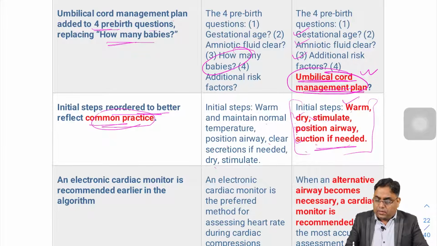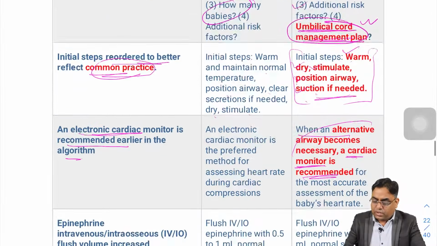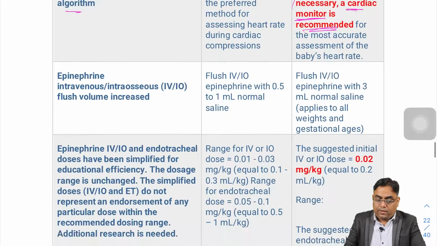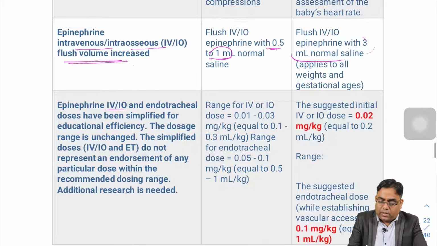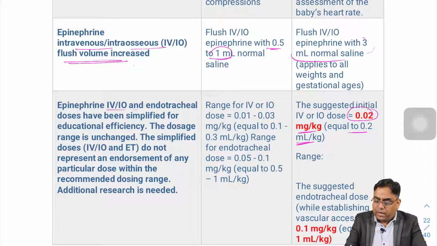Now, next is electronic cardiac monitoring is recommended earlier in the algorithm. So, when an alternative airway becomes necessary, a cardiac monitor is recommended for the most accurate assessment of the baby's heart rate. Now, the epinephrine IV or intraosseous flush volume is increased. Previously, the flush volume was 0.5 to 1 ml, now it is 3 ml. Clear? Now, the dose of IV or intraosseous epinephrine is 0.01 to 0.03 mg per kg, or 0.1 to 0.3 ml, but the endotracheal dose is something different, it is around 0.1 mg or 1 ml per kg. Okay. So, this is the change.